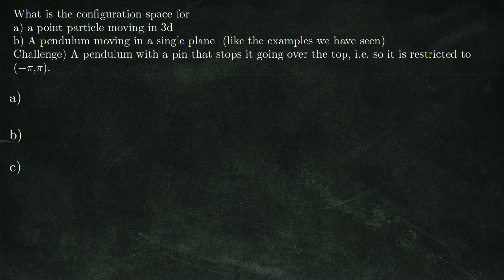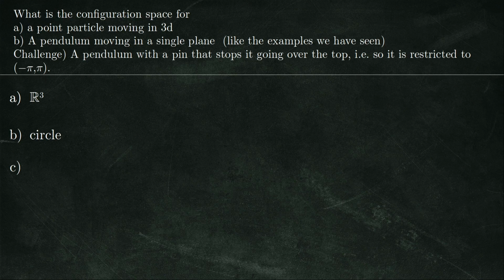What is the configuration space for a point particle moving in 3D? Well, if it's moving in 3D, it's got three different coordinates, x, y, and z. All three of them can take on any value. So the configuration space is R cubed. Then for B, what is the configuration space for a pendulum moving in a single plane? So just the pendulums we've seen that swing back and forth. The configuration space for the pendulum is just a circle, because the end of the pendulum can go in a circle.